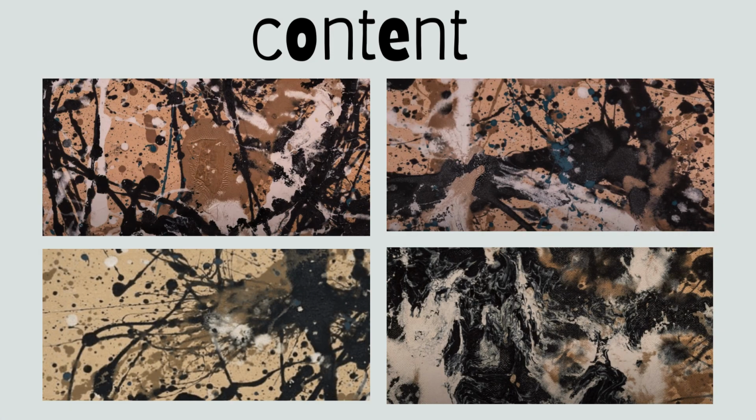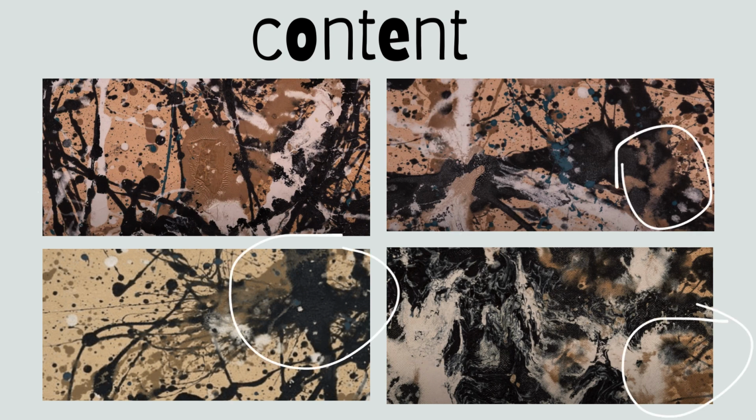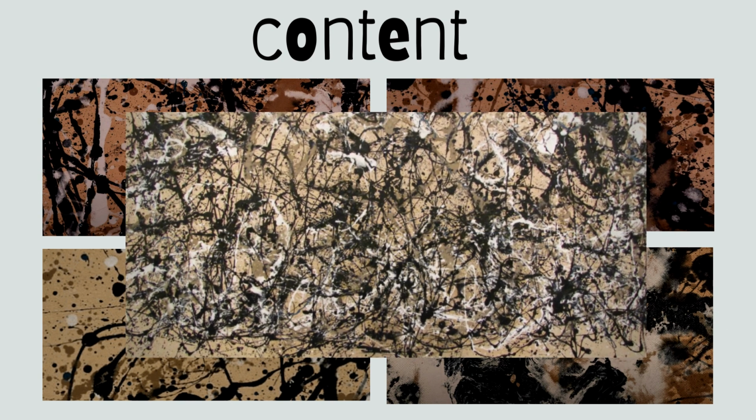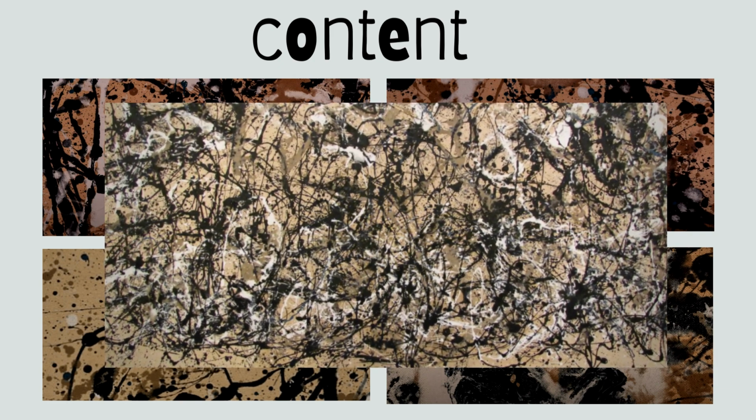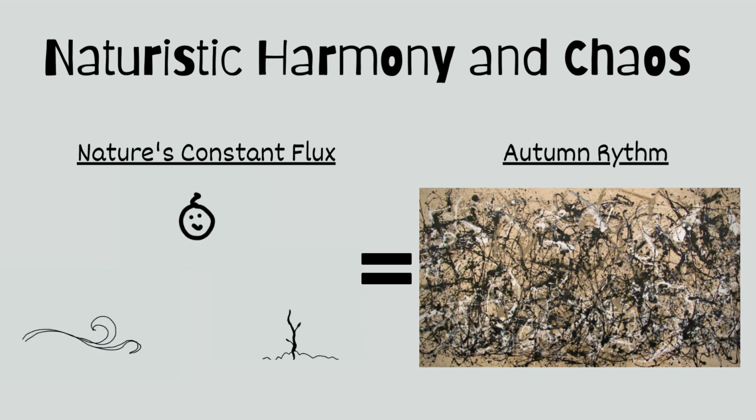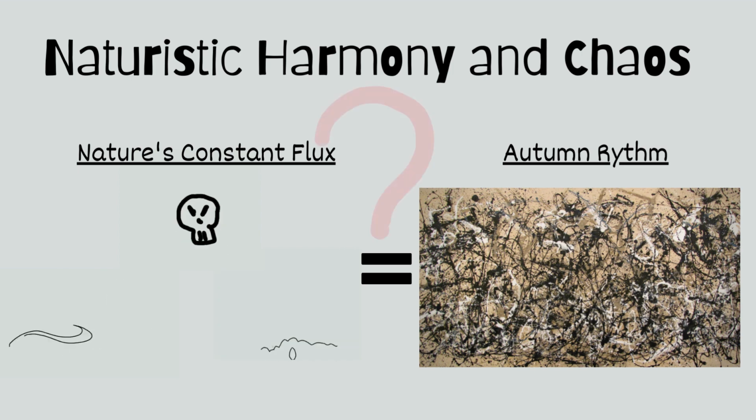Content. When inspecting the painting closely, you observe parts where the paint has become cracked, shiny, and matte. But if you were to walk back, you would see the curvy lines that drip across the painting with no particular rhyme or reason and seem to never end. Autumn Rhythm represents nature's constant flux, while still not directly representing any objects or subjects from the real world.